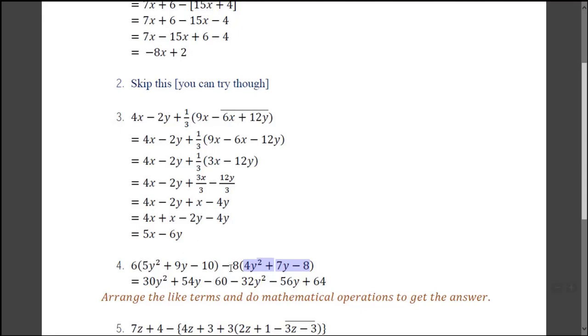Now this is minus 8, so minus 8 into 4y square, it will be minus 32y square. So minus into plus, it is minus, so 8 7s are 56y. So minus into minus, it is plus, so 8 8s are 64. Now bring all these like terms together and perform the mathematical operation just to get the answer. I have not solved this question number 4 entirely, so you can solve this.